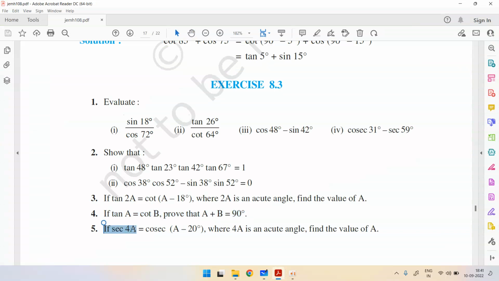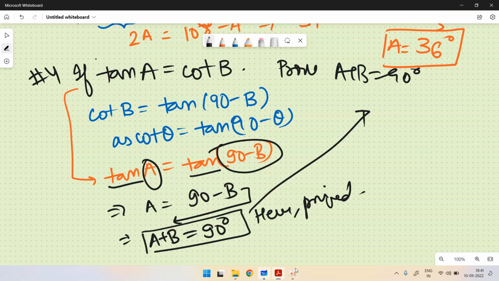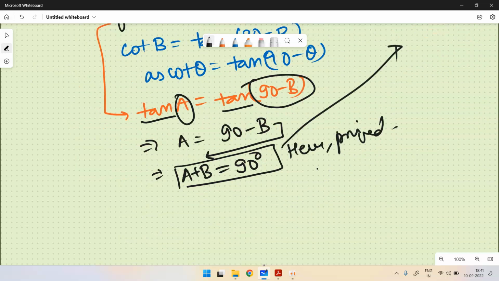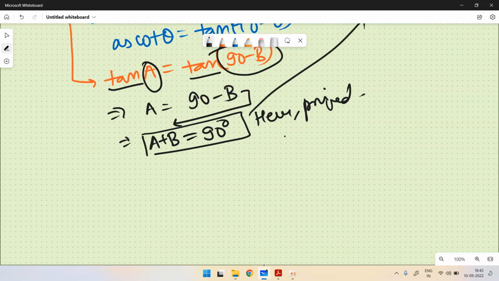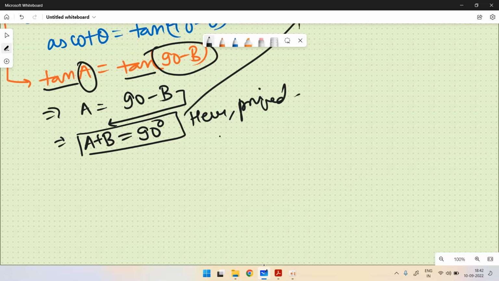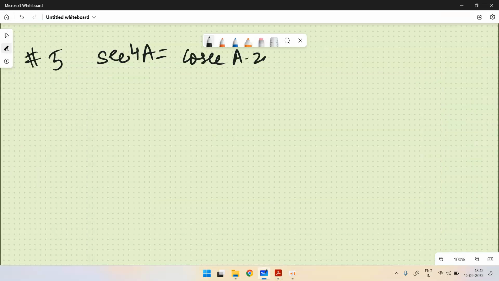Now the fifth question is: if secant of 4a is equal to cosecant of a minus 20 degree, where 4a is an acute angle, find the value of a. So you're given that secant 4a equals cosecant of a minus 20 degree.